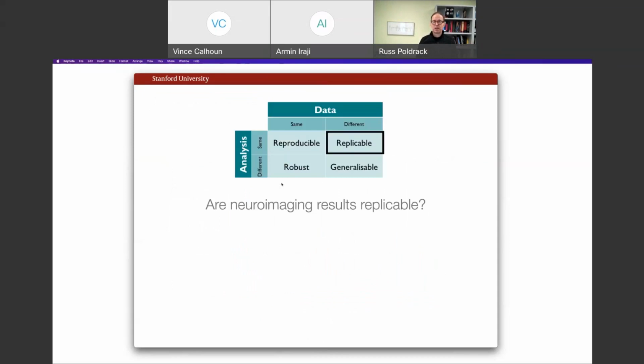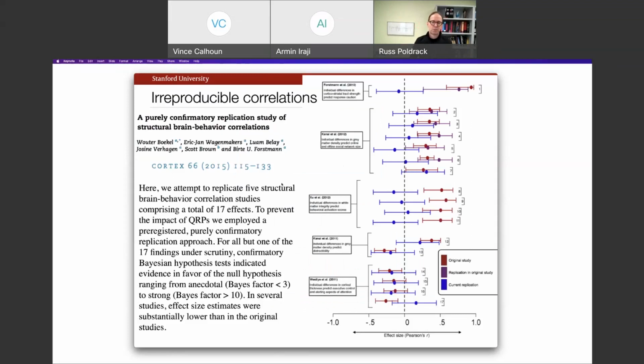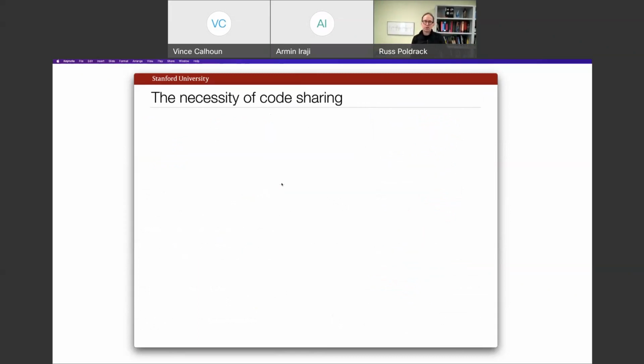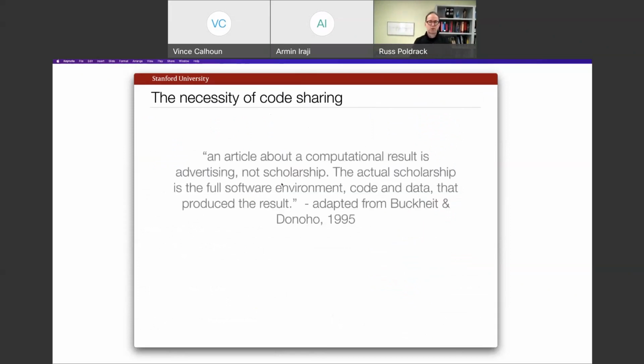Okay, so let's move on to replicability. Same analysis, different data. We've known for a while that there are potential problems in the replicability of fMRI data. This was an early finding from Vul, Harris, Winkielman and Pashler, which showed that a bunch of brain behavior correlations were not replicable. Now, one challenge is, what does it mean to do the same analysis? Even if you describe your analysis using this sort of standards compliant approach, it's often hard to tell what was done in an analysis. And so we think that code sharing is essential to actually know what a person has done.